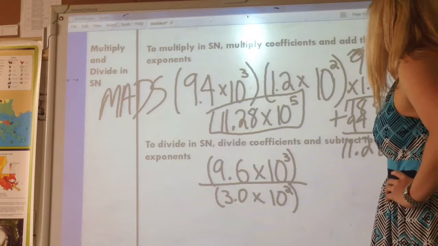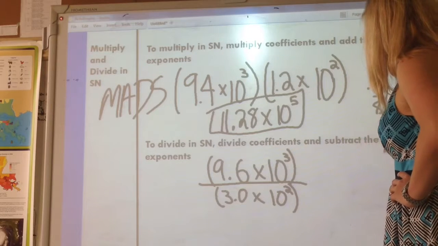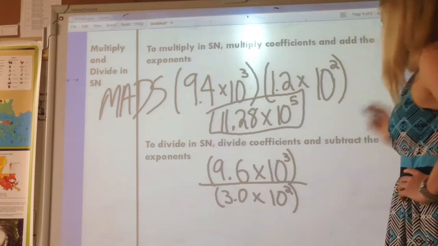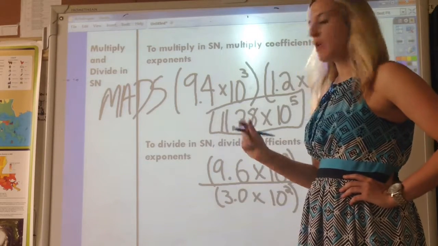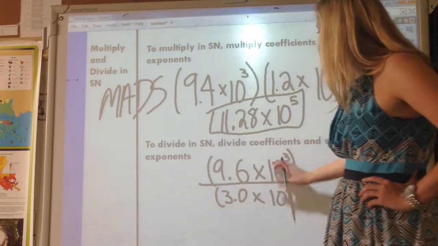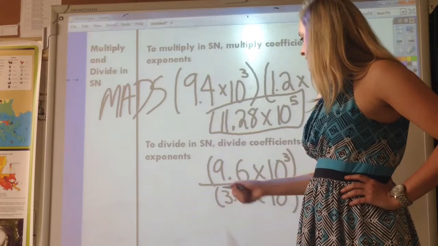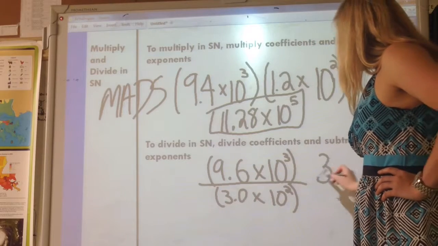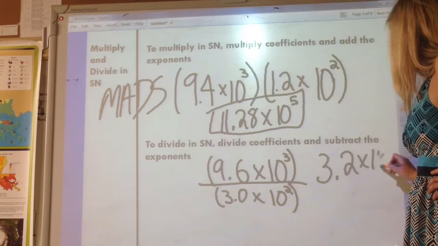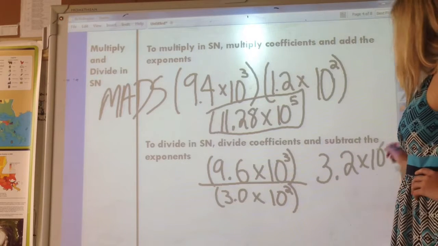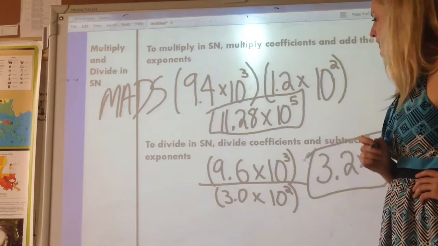Let's go ahead and do one with division. If I want to divide, I know that I follow the same process. I just divide my coefficients and I subtract my exponents. So if I were to divide 9.6 by 3, I would come out with 3.2. And then of course I know that I subtract my exponents. 3 minus 2 is 1. So that's all I'm left with.